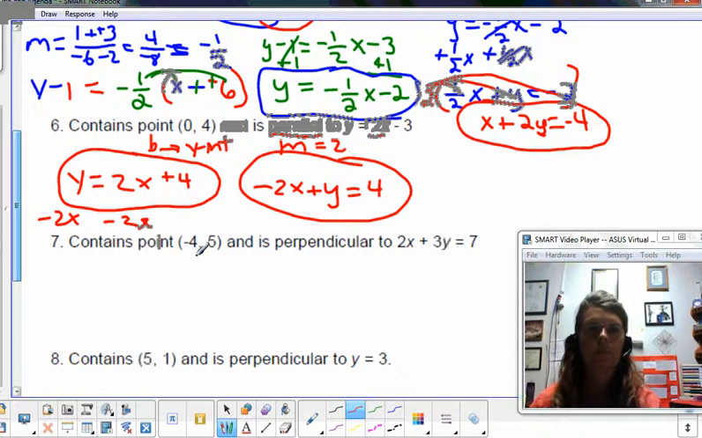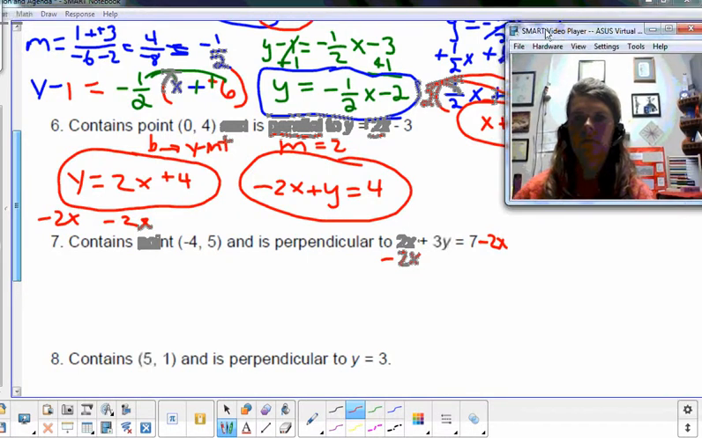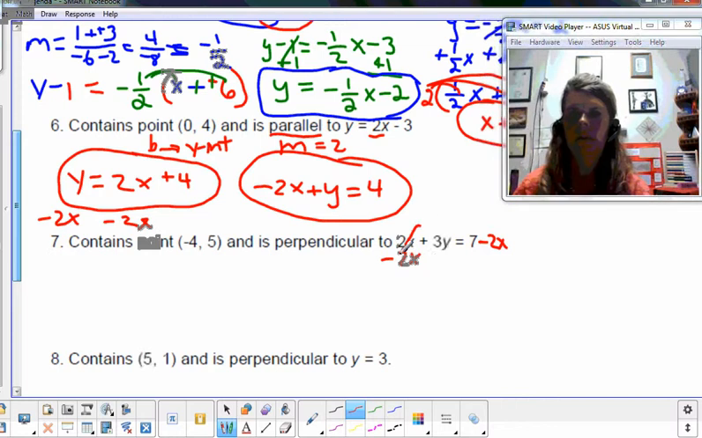Okay, contains point. Here's your point. And perpendicular to 2x plus 3y equals 7. Well, there's a problem here. To find your slope here, we need to get the y by itself. So minus 2x to both sides. And then we still don't have the y by itself. You got to divide by 3, and you got to divide everything by 3.